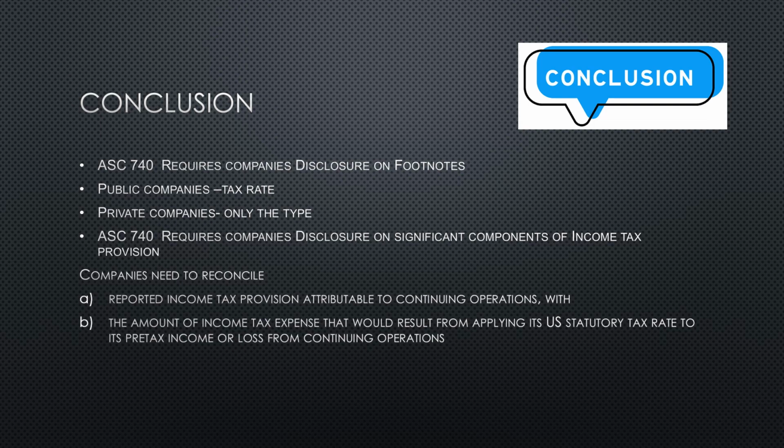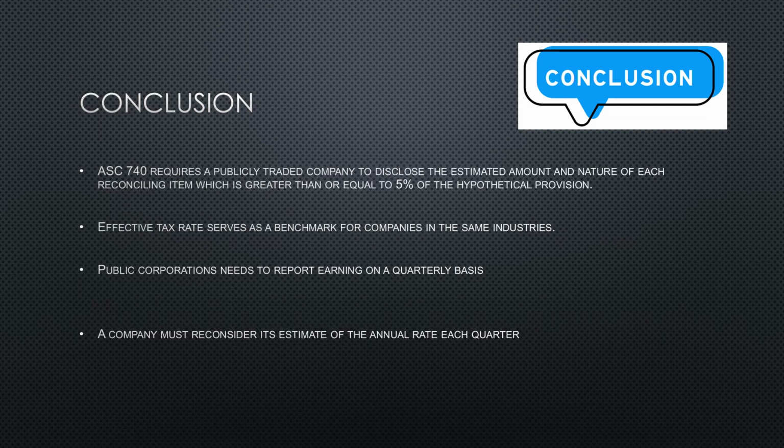They need to reconcile the reported income tax provision attributable to continuing operations with the amount of income tax expense that will result from applying its U.S. statutory tax rate to its pre-tax income or loss from continuing operations. We also learned that the ASC 740 requires publicly traded companies to disclose the estimated amount and nature of each reconciling item which is greater than or equal to 5% of the hypothetical provision.